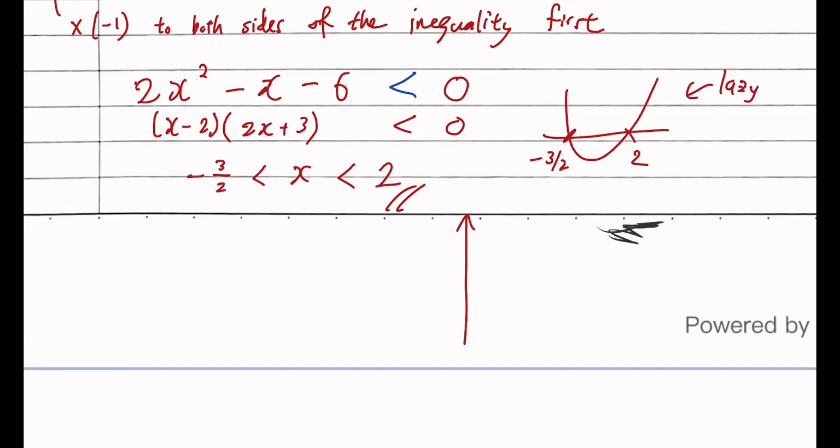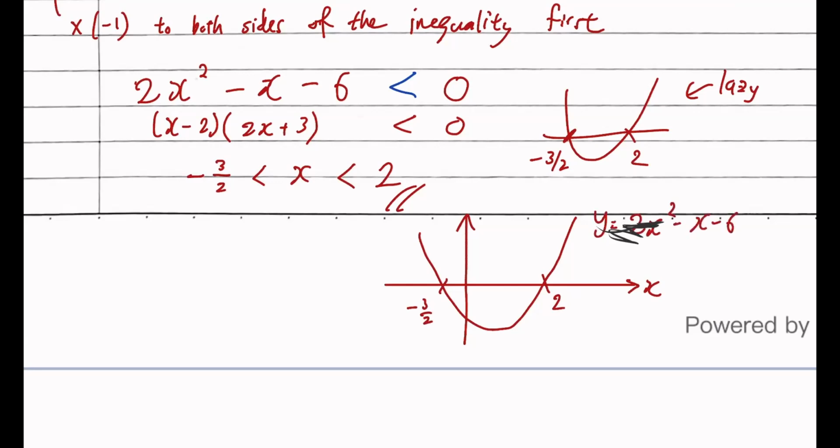If you want, in terms of a graphical approach, this is the standard lazy way that Sec 3, Sec 4 students are taught. But the correct way, what's really going on is you're drawing a graph. Let me just draw it nicely, -6, something like this, not very accurate. There's a +2, there's a -3/2. This is the graph of y equals 2x squared minus x minus 6, which has been factorized as x minus 2 times 2x plus 3, right?